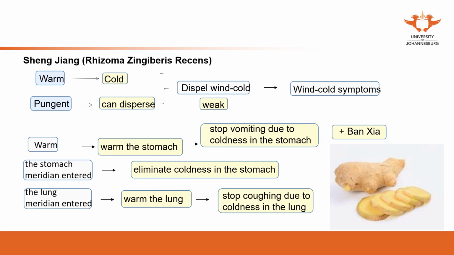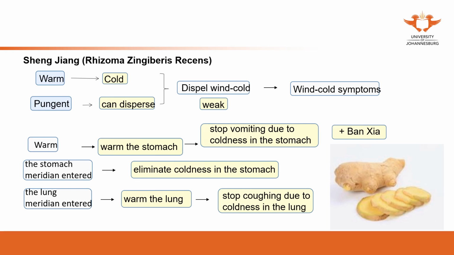Ginger is warm, so it can warm the stomach. It can be used to stop vomiting due to coldness in the stomach. And in this situation, we can add banxia to enhance the function. Ginger enters the stomach meridian and eliminates the coldness in the stomach. It enters the lung meridian and can warm the lung. It can be used for coughing due to coldness in the lung.